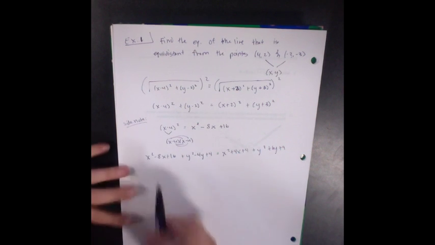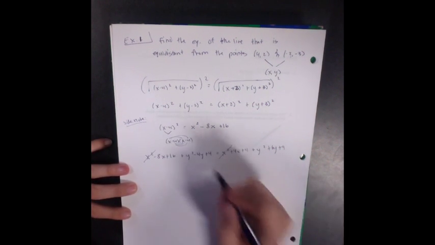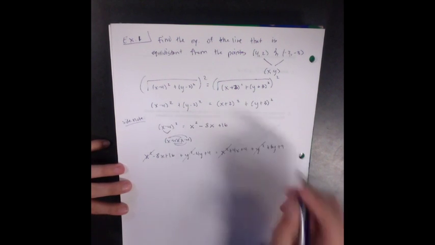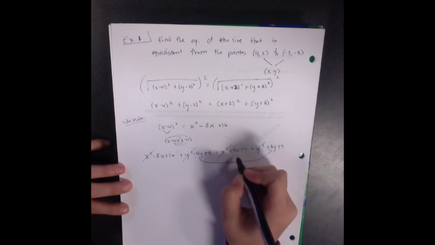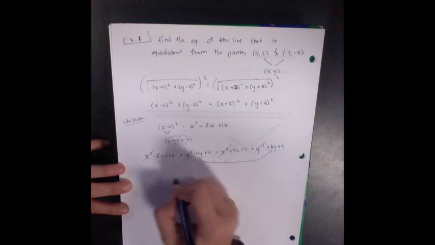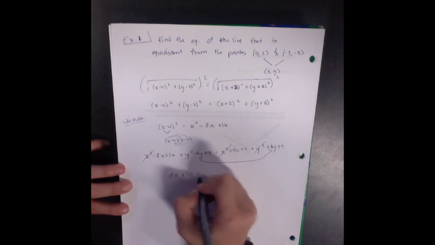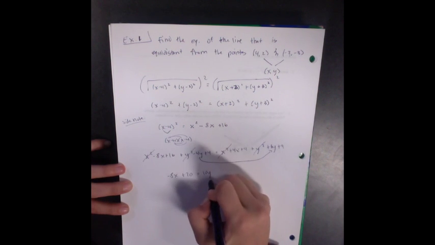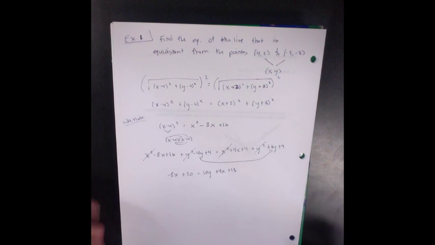Now, let's look on both sides. I have an x squared term on both sides, so they cancel. And I have a y squared term on both sides, so they cancel. Now I want to get my y's on one side, so I'm going to bring this y over. Okay, so I will have -8x plus 16 plus 4 plus 20 equals, now I have 6y plus 4y, so 10y plus 4x plus 13.